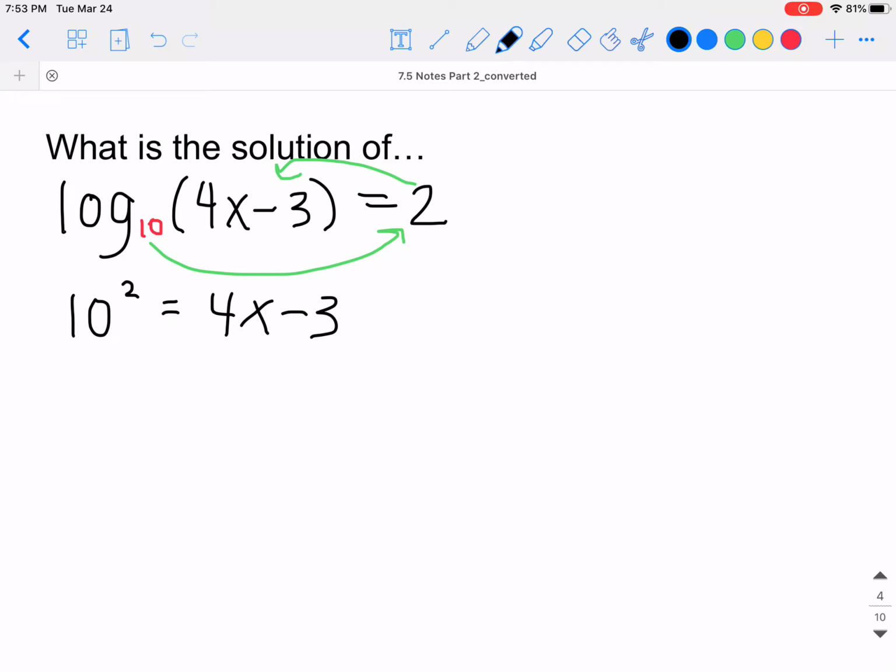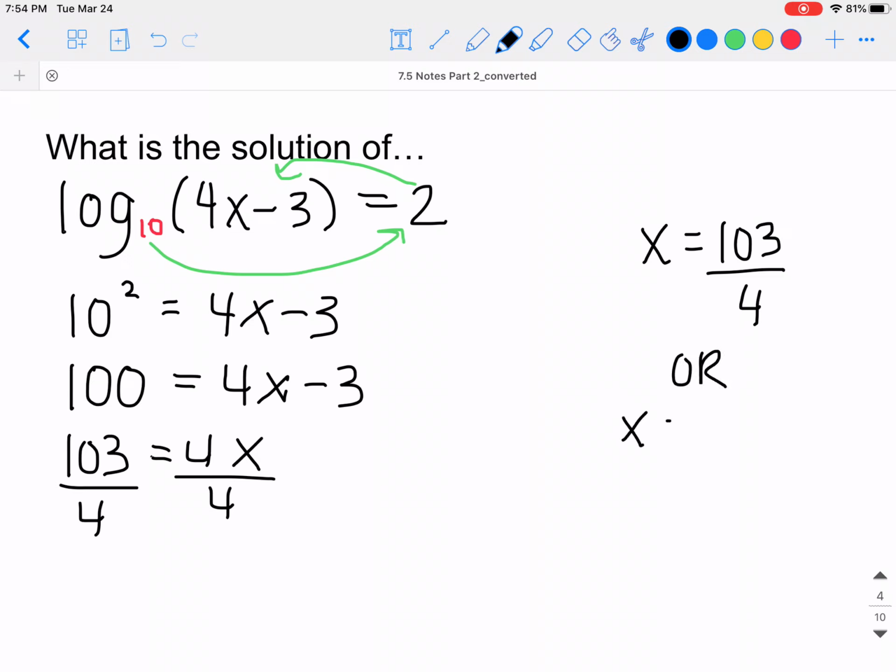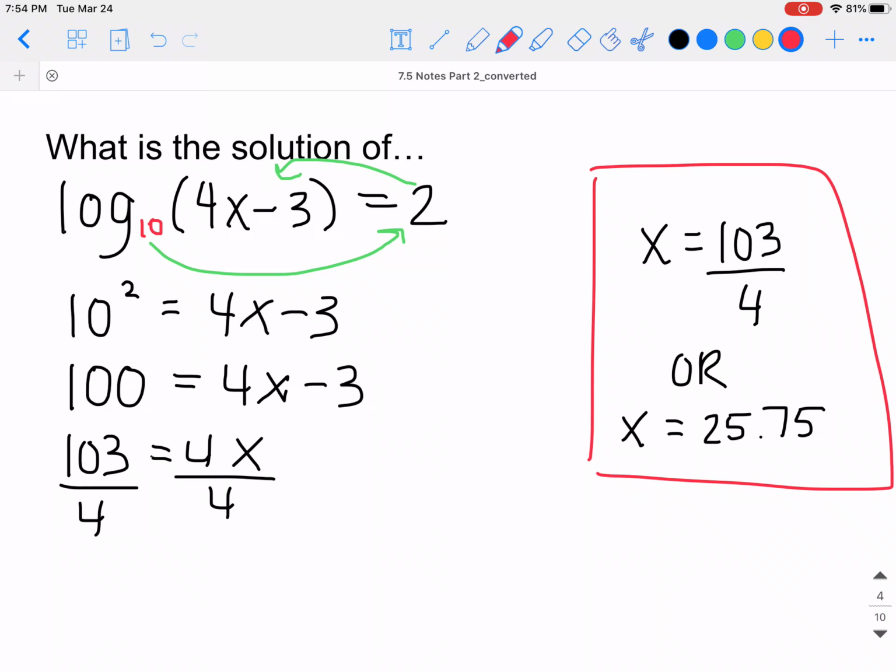Now we just have an equation with one unknown that we can solve. So 10 raised to the second power becomes 100 equals 4x minus 3. To isolate our variable, we're going to add 3 to both sides. So 103 equals 4x. Last step to solve for x, divide both sides by 4. And we have x equals 103 over 4. Or if you plug it into your calculator, you get x equals 25.75, and that is our final answer.